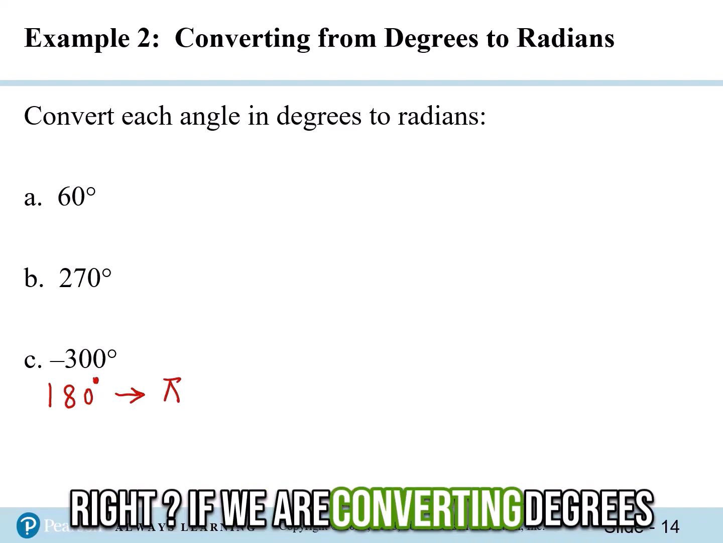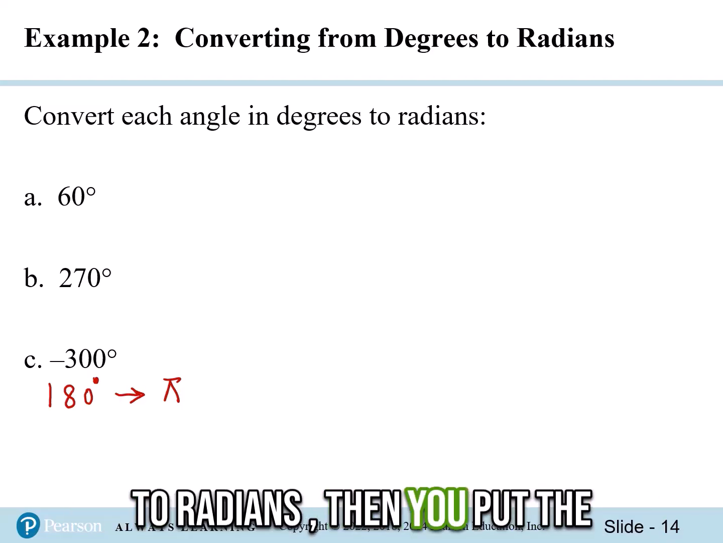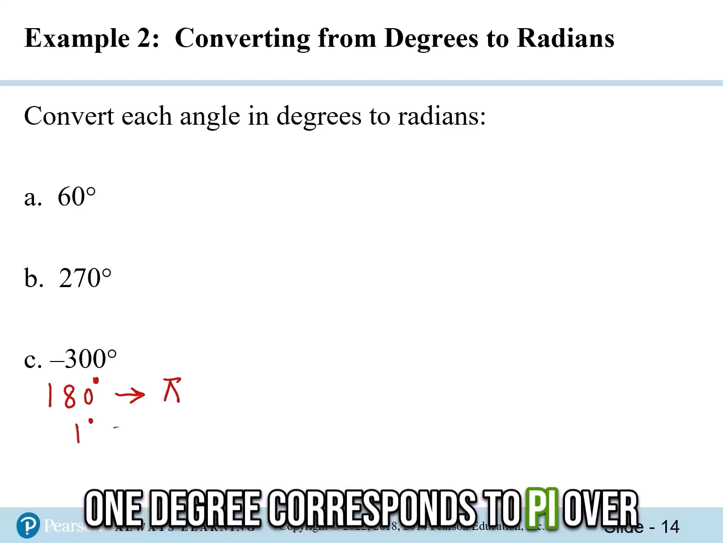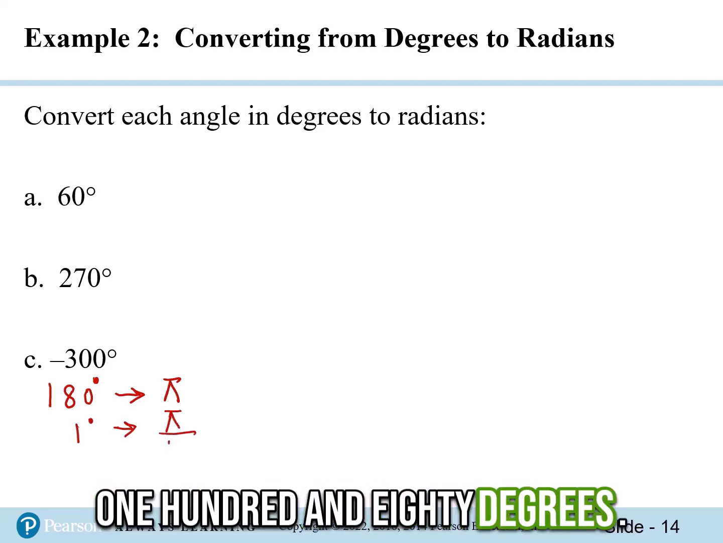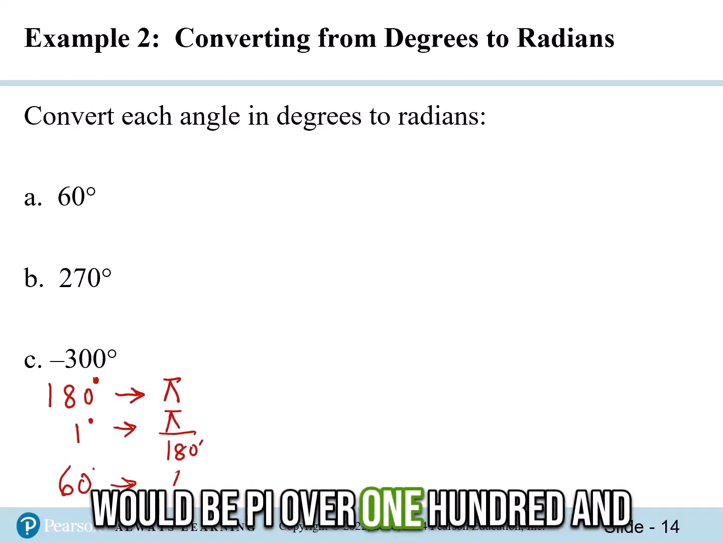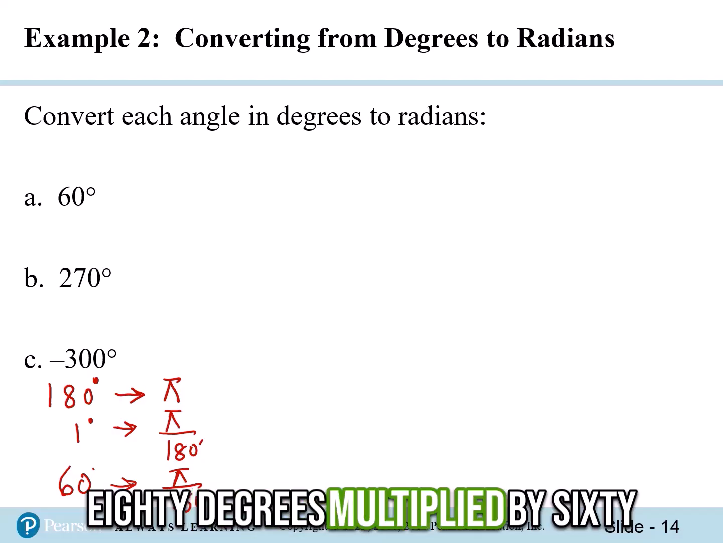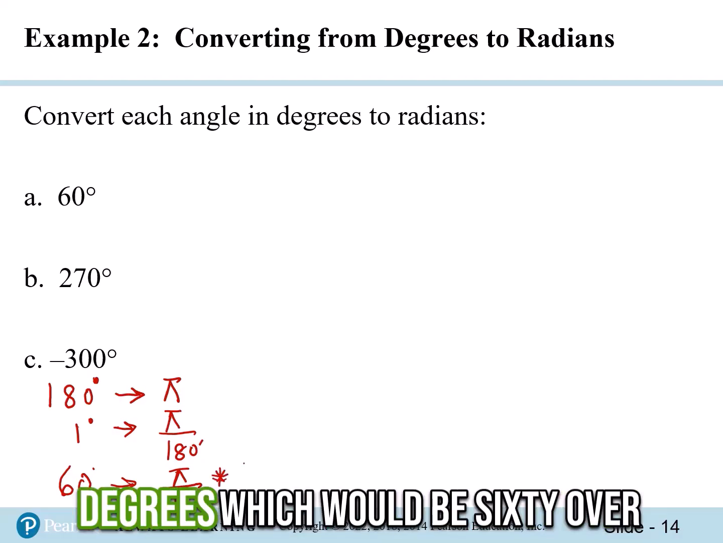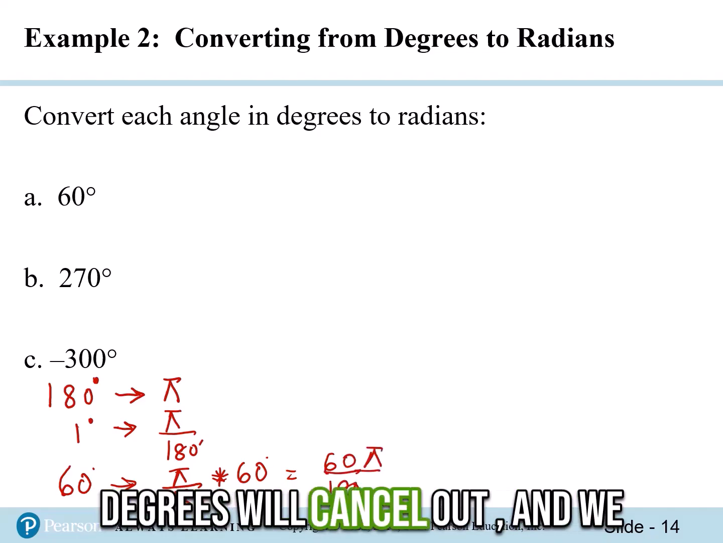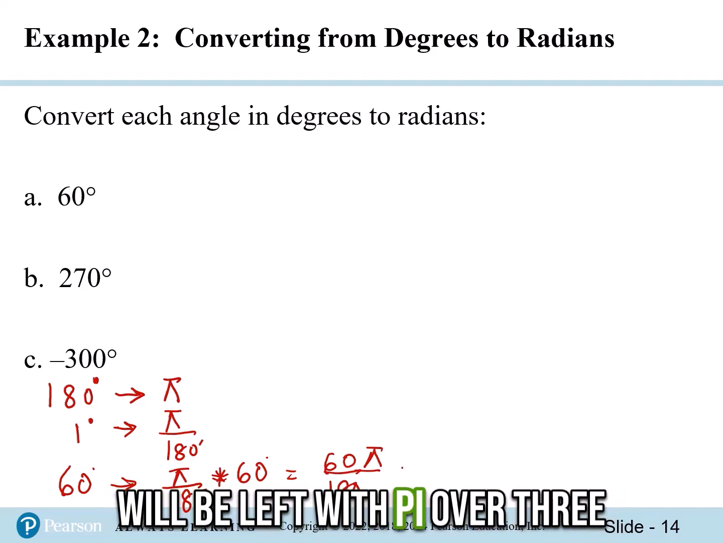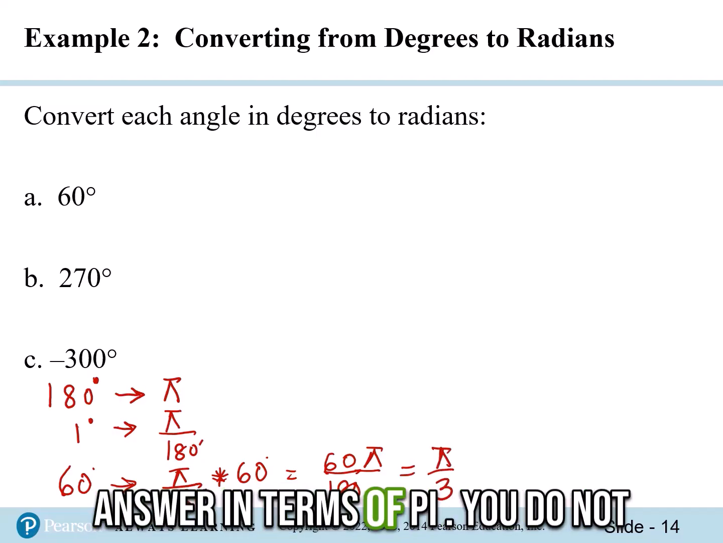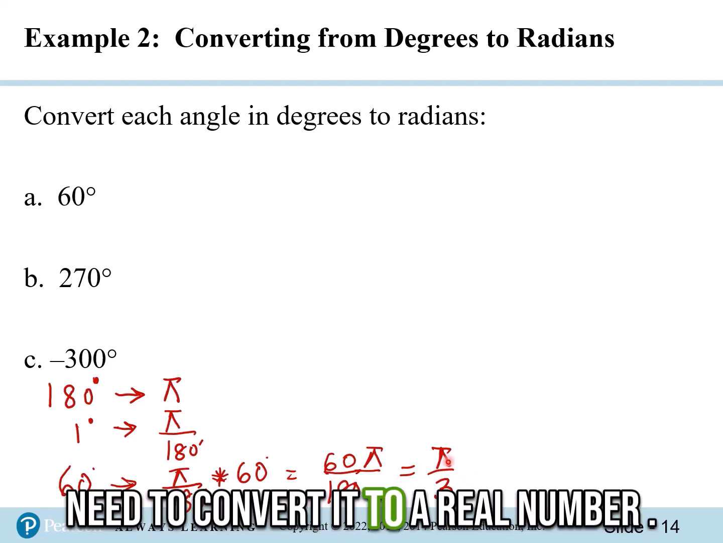If we are converting degrees to radians, then you put the degrees on the left-hand side. So 1 degree corresponds to pi over 180 radians. Therefore, the 60-degree angle would be pi over 180 multiplied by 60 degrees, which would be 60 over 180 pi. The degrees will cancel out and we will be left with pi over 3 radians. And you can leave the answer in terms of pi. You do not need to convert it to a real number.